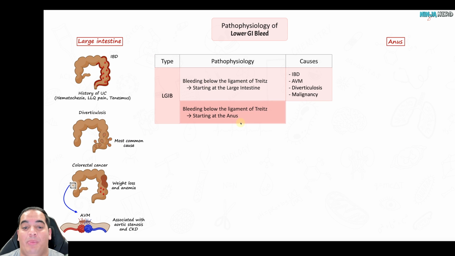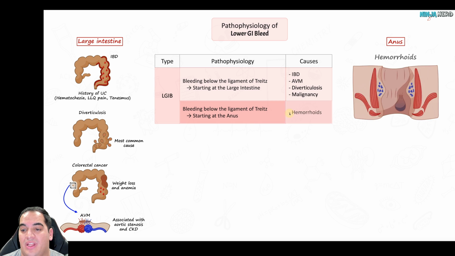The next thing is if we go beyond the large intestine to the area of the anus, then we're thinking about something called hemorrhoids. Usually there's two different types of hemorrhoids: internal hemorrhoids and external hemorrhoids. Both of these can bleed. I'd say the difference between these is that external hemorrhoids are going to be extremely painful and internal hemorrhoids are not going to be as painful.